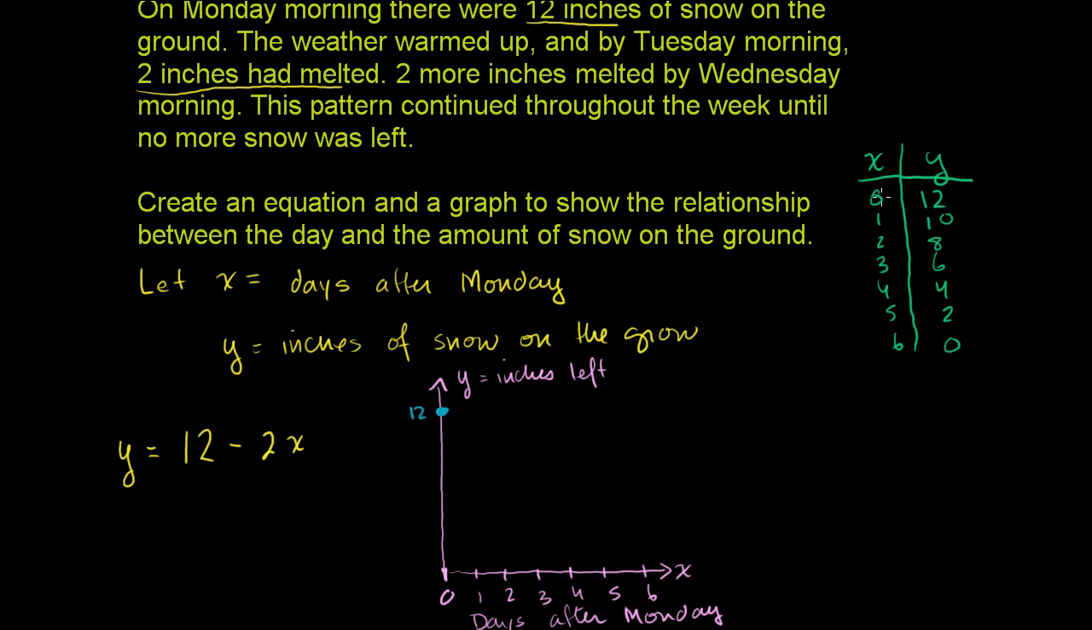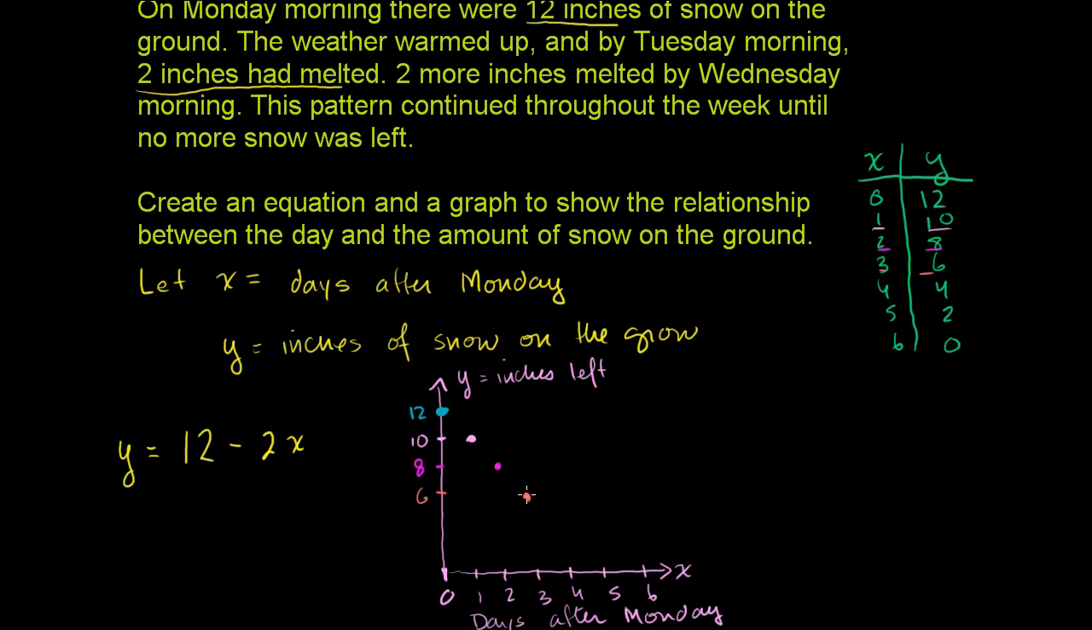So let's plot these points. We already plotted 0, 12 in that blue color. Now let's plot 1, 10. 1, 10 is right about there. Then we can plot 2, 8. So 2 days after Monday, we have 8 inches left on the ground. So this is on Wednesday. And then on 3 days after Monday, we have 6 inches on the ground.